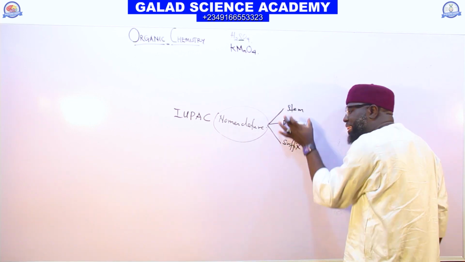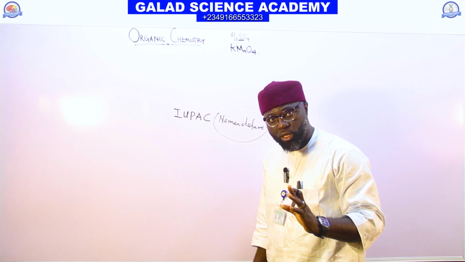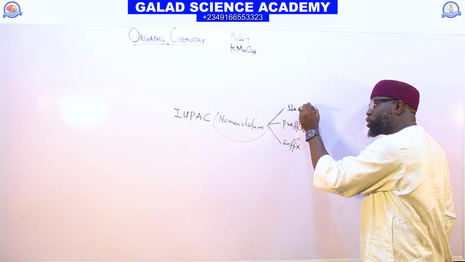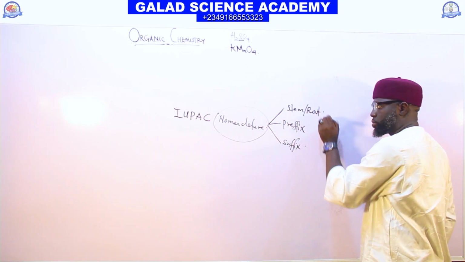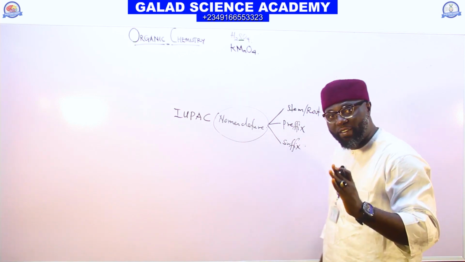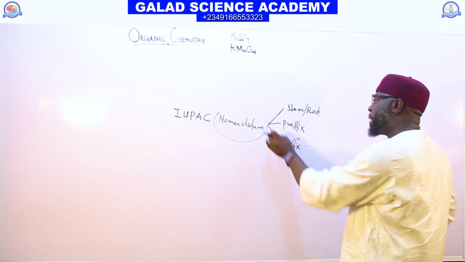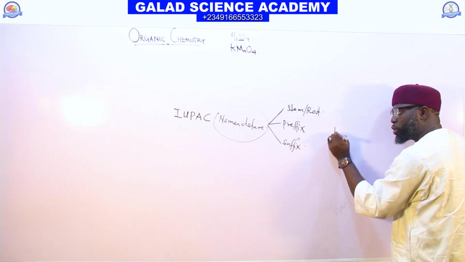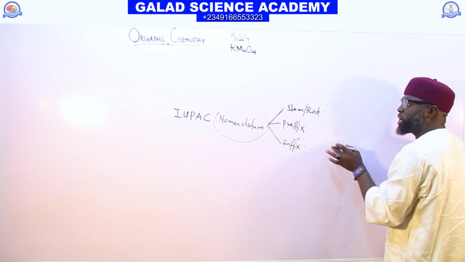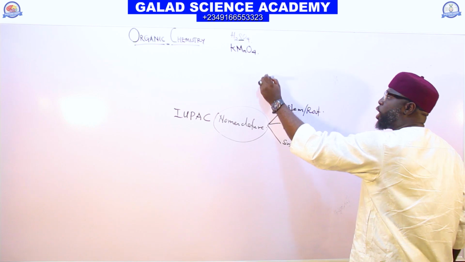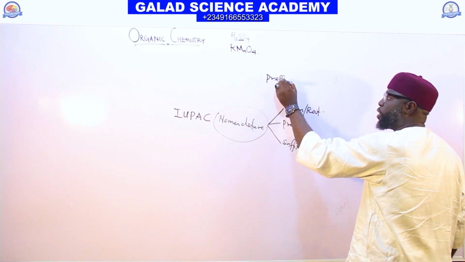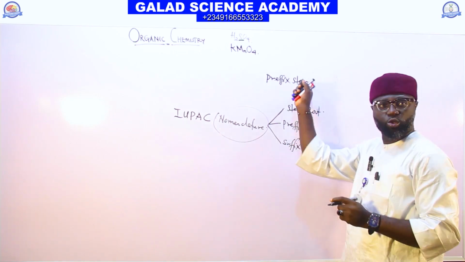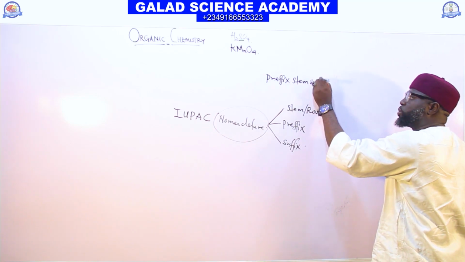So these are the three parts of nomenclature of organic compounds. The stem, we can also call it the root. Whenever we are dealing with nomenclature of organic compounds, by combining the three together, the preface will come before. Preface simply means before, then followed by the stem, which is the root, then followed by the suffix, which means afterwards.